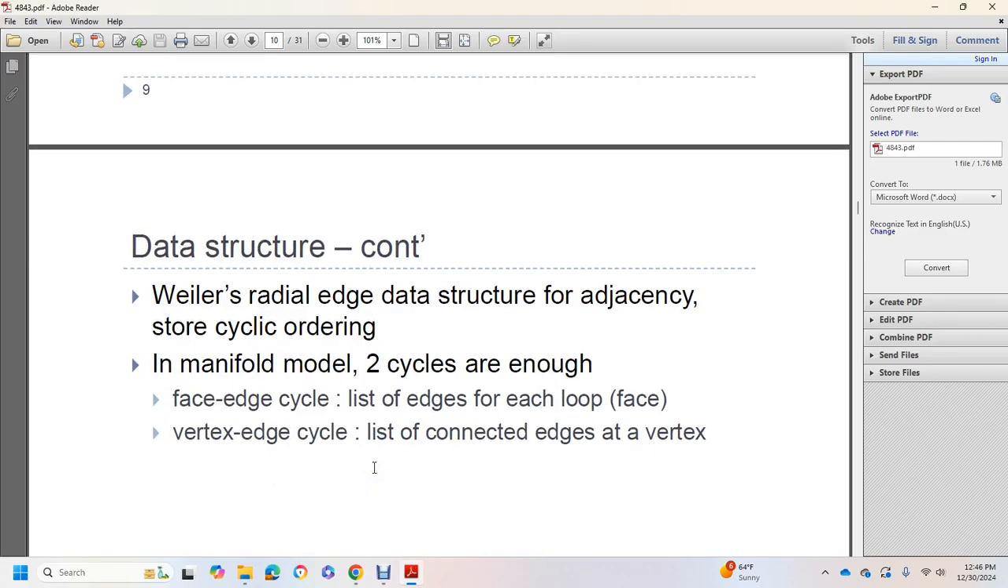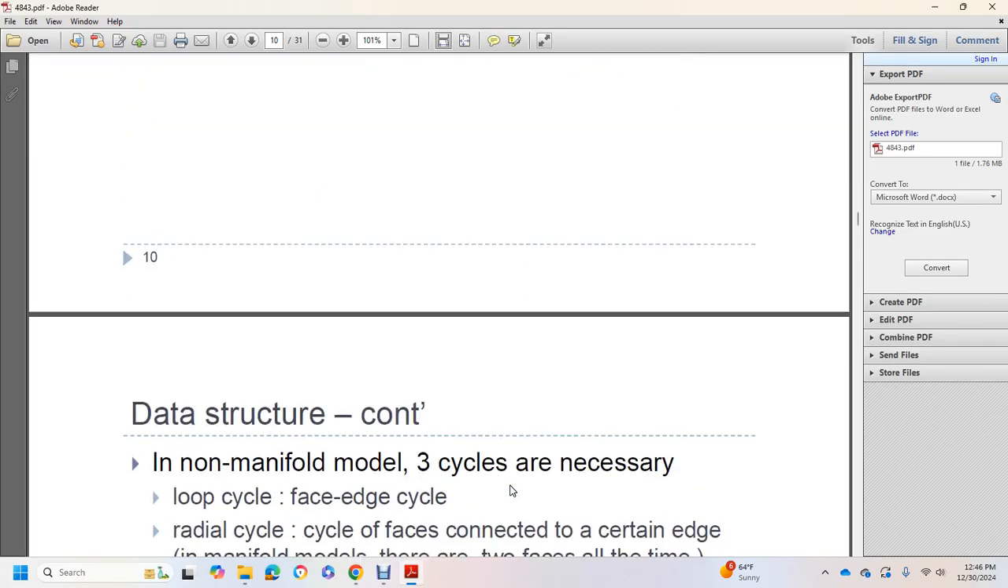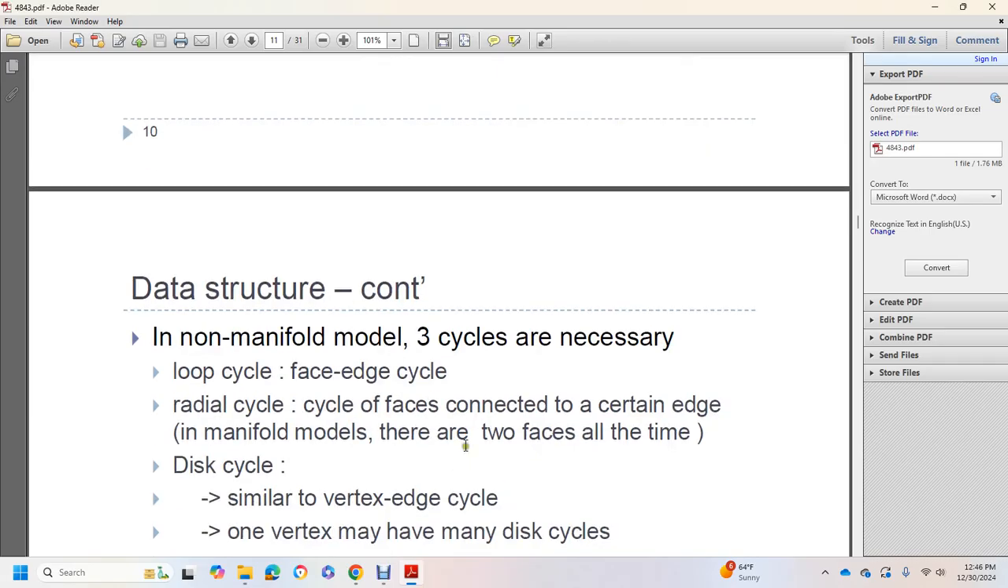Data structure, continued. Weiler's radial edge data structure stores adjacency with cycle ordering. For manifold models, two cycles are enough: the face-edge cycle, the list of edges of each loop of the face, and the vertex-edge cycle, the list of connected edges at the vertex. For non-manifold models, three cycles are necessary: the loop cycle, the face-edge cycle, and the radial cycle, the cycle of faces connected with a certain edge, whereas in manifold models only two faces meet at a time.